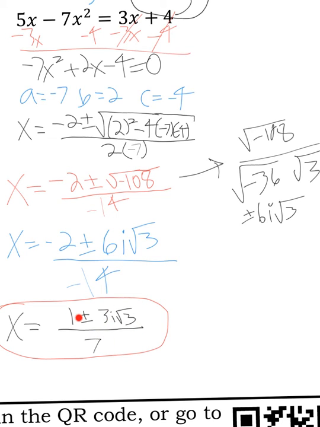So I can write it like this: x equals 1 plus or minus 3i square root 3 over 7. When you're simplifying something with a radical, don't touch the number on the inside, only touch the number on the outside, okay? Other than that, that's it for the notes.